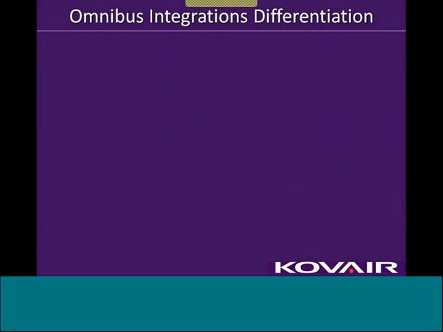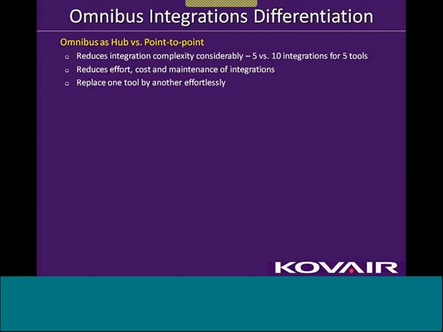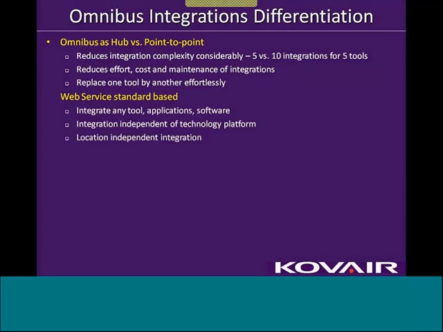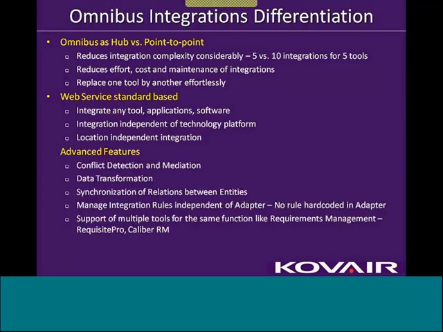Now, let me quickly go through the differentiation of Omnibus against the other integration technologies or integration tools available. So first of all, what I mentioned is hub or bus versus point-to-point, which is a substantial savings in terms of the total effort in both creation and management. It is web service standard based, so as I mentioned, all the other tools can be anywhere in the world running on any kind of platform. And then we have a lot of advanced features.